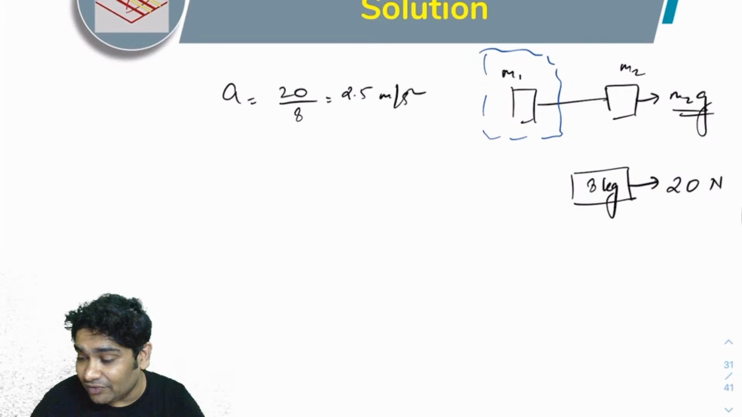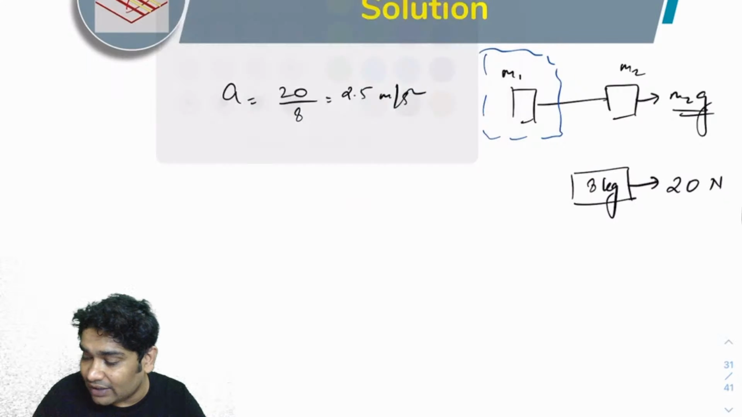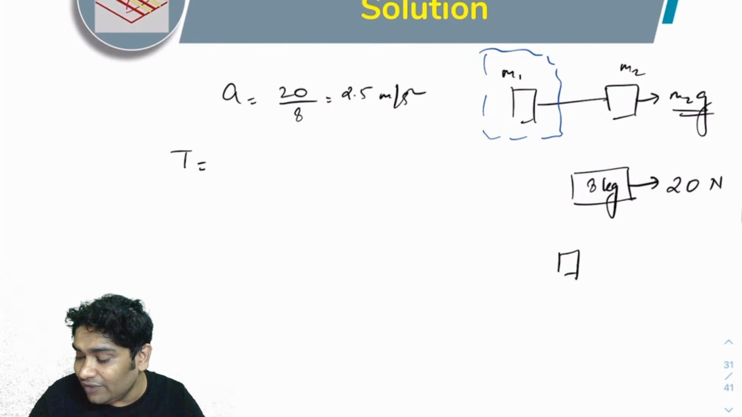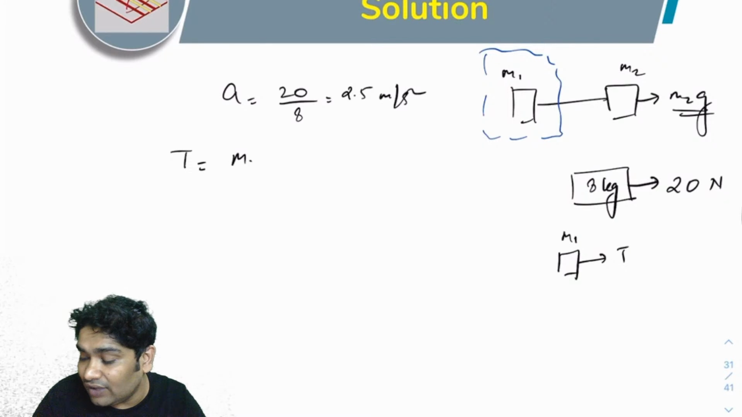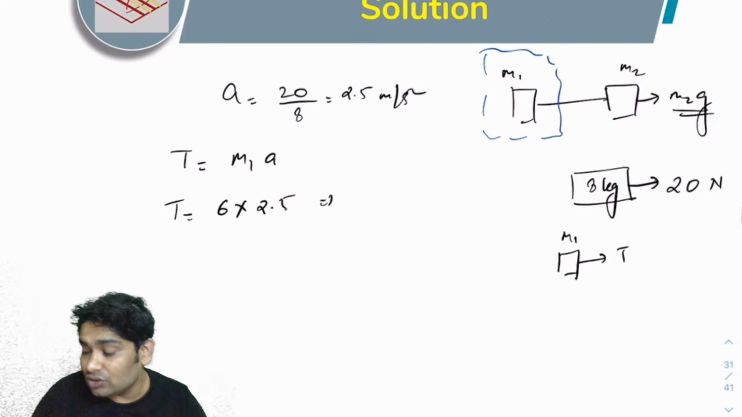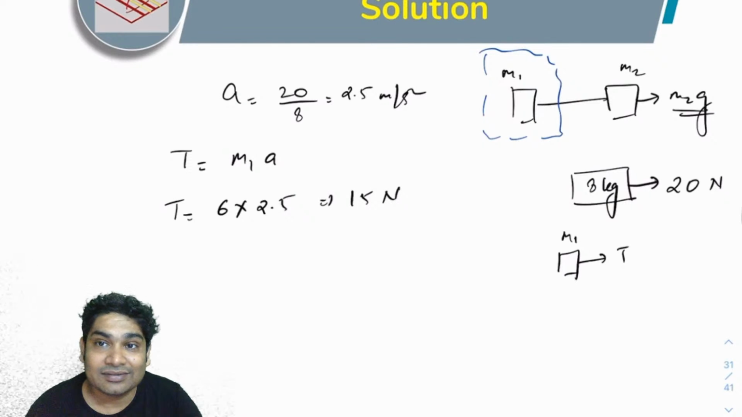If you take the FBD of this now, then you have a straight line, one line equation, that is T equals, so m1 is only feeling T. m1 is only feeling T, right? So T equals m1 into a. So T would be equal to m1 was 6, a was 2.5. So that will be 15 newtons. So those are your answers.